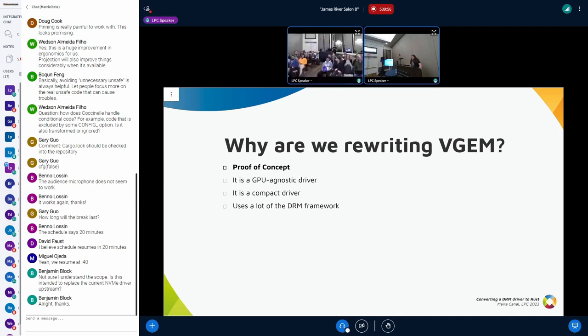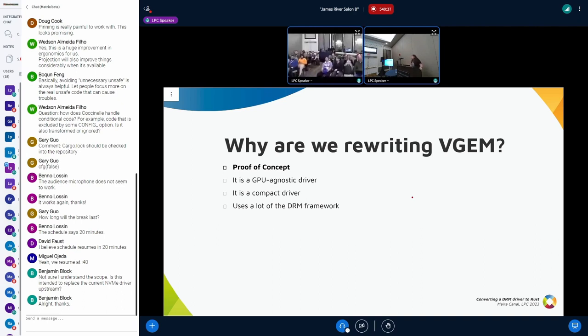Moreover, VGEM is a GPU agnostic driver, so we can really focus on the DRM framework and on how to write the safe abstractions. We don't need to face any issues regarding hardware specifications or weird firmware or things like that. VGEM really relies on the DRM infrastructure, so by using the DRM abstractions, we are testing the whole DRM infrastructure via Rust.